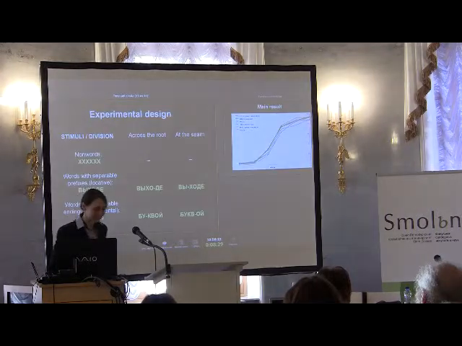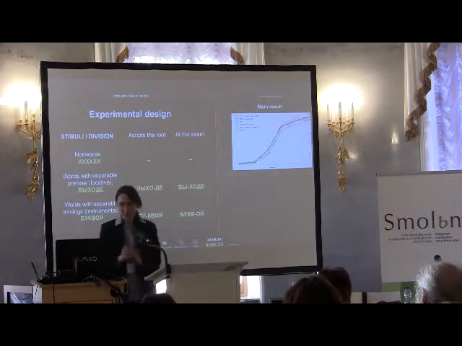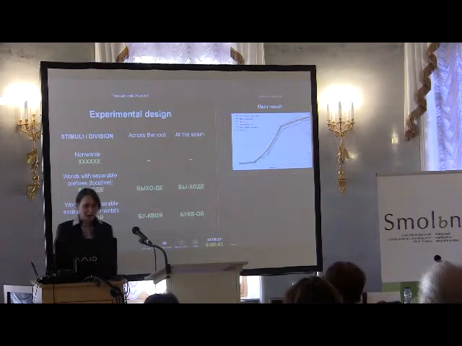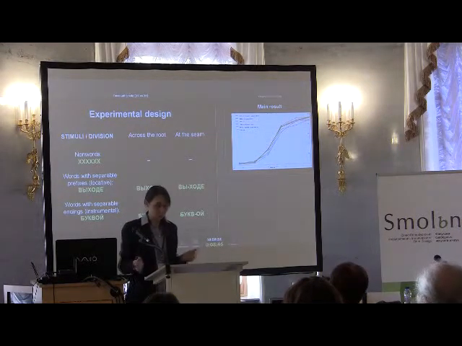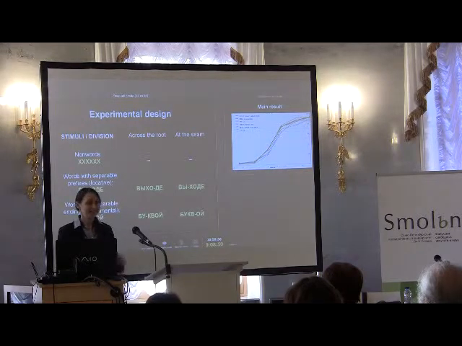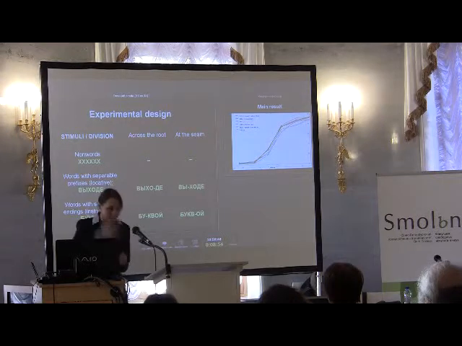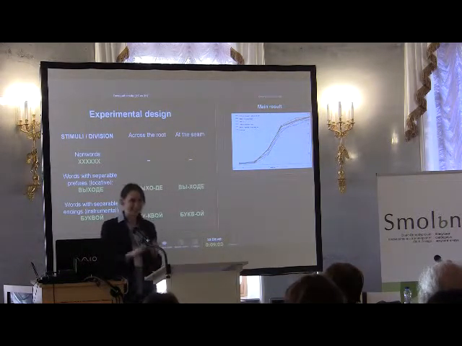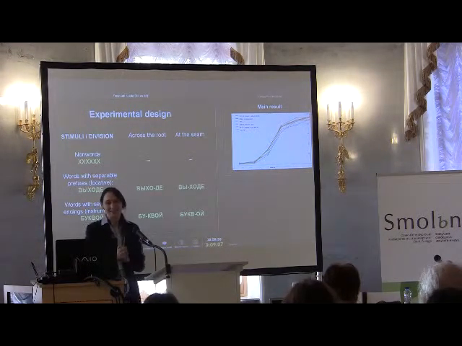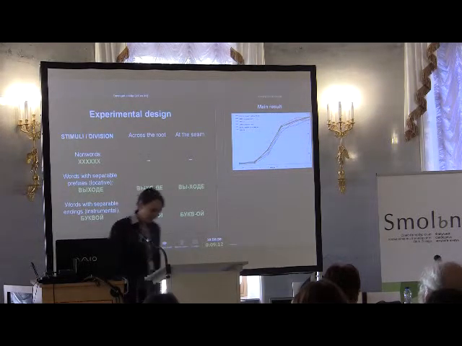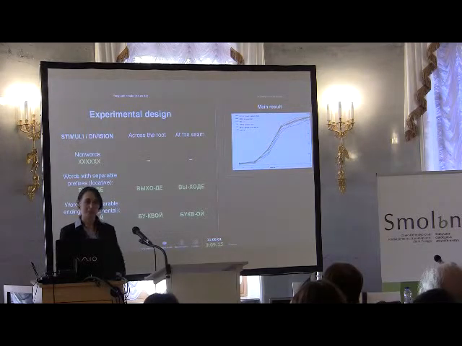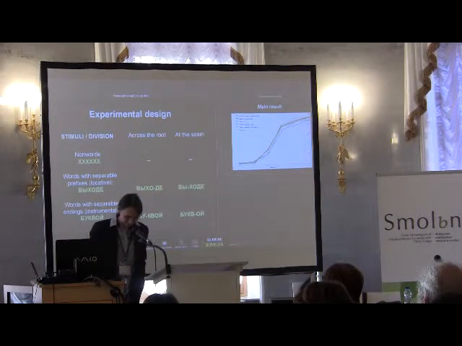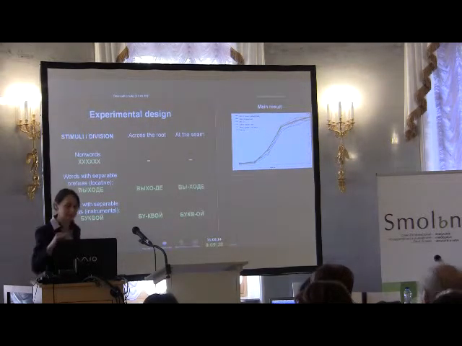So what we decided to do is to take Russian words, some of them with separable prefixes and some with separable endings, which refer to derivational and inflectional morphology, and to present them asynchronously, divided either across the root or at the so-called morphemic seam, the location in the word where morphemes connect to each other. And we also compared this to non-word strings, which were constructed of X symbols. So in our experiment, we had six conditions with words split across the root and at the morphemic seam, and with different types of words.